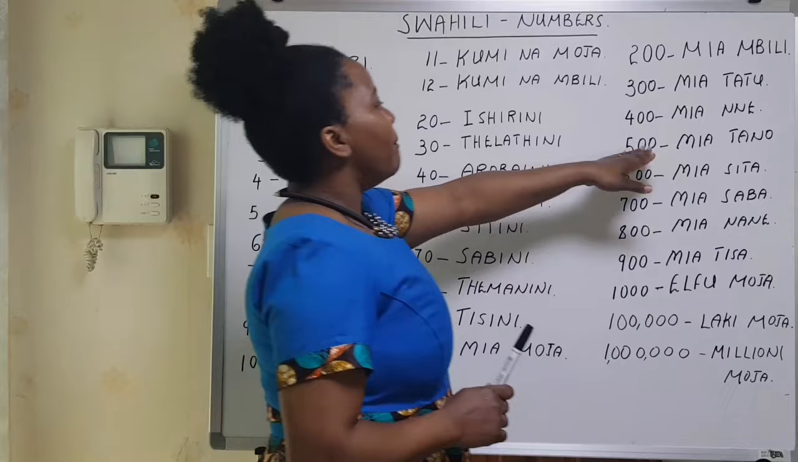Thelathini, arobaini, hamsini, sitini, sabini, themanini, tisini. Mia moja. Then we have mia mbili, mia tatu, mia nne, mia tano, mia sita, mia saba, mia nane, mia tisa, elfu moja. Then laki moja, milioni moja. So this is the end of today's lessons.